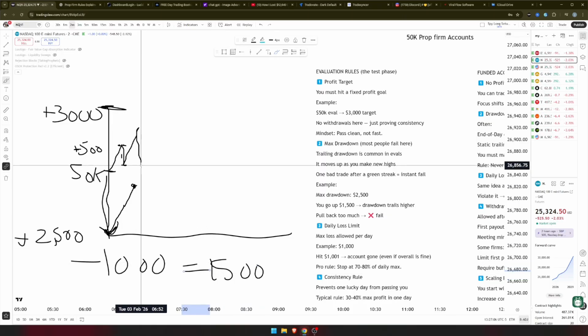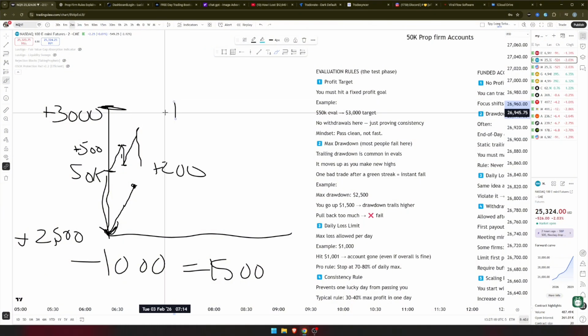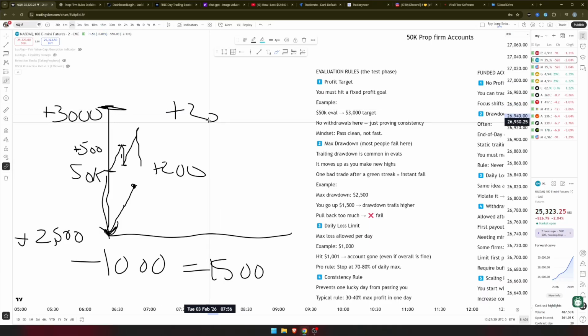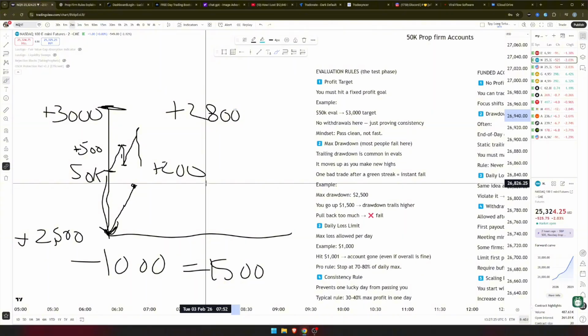But now we're at plus 200, and we still have to reach the target. We still have another $2,800 to go, yet we lost $1,000 in drawdown. So that's why you need to be really careful. You have to be very, very cautious.